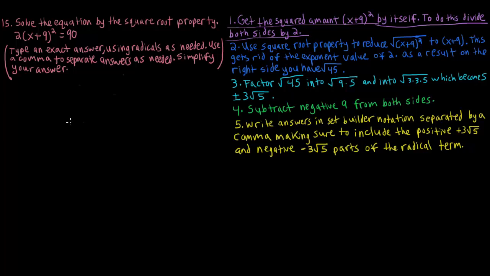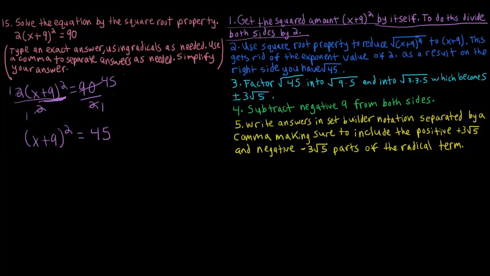So we can rewrite our original equation: 2 times (x plus 9) squared equals 90. And we want to divide both sides by 2. That way we can get this (x plus 9) squared by itself. That leaves us with, 2 goes into itself once, 2 goes into 2 once. So that leaves us with (x plus 9) squared. 2 goes into itself once, 2 goes into 90 45 times. So (x plus 9) squared equals 45.